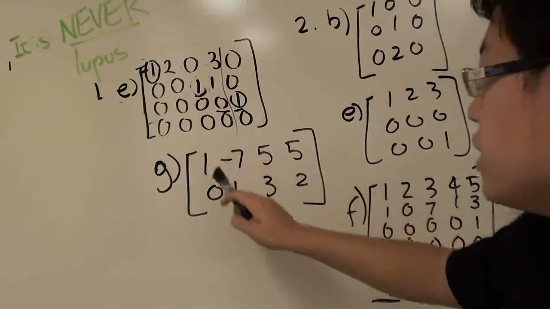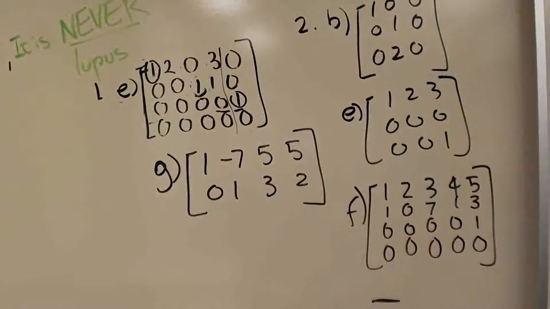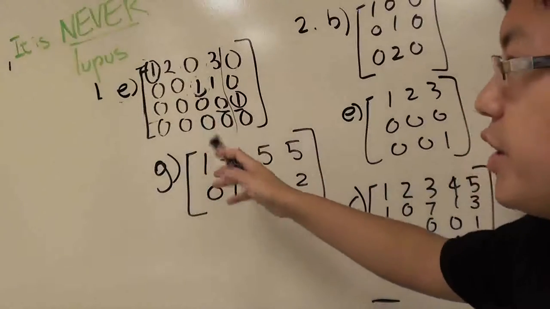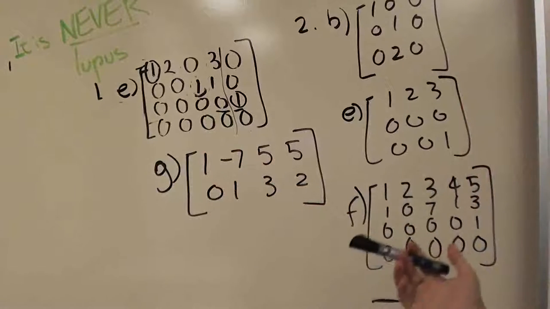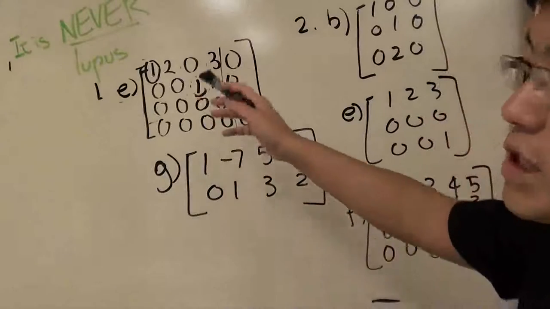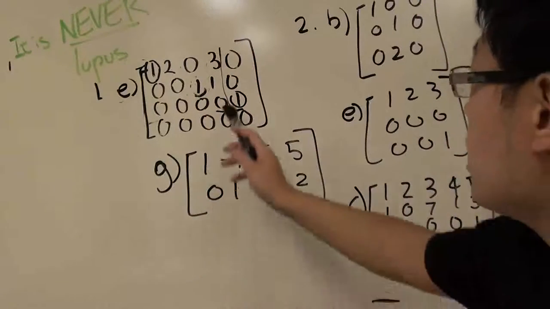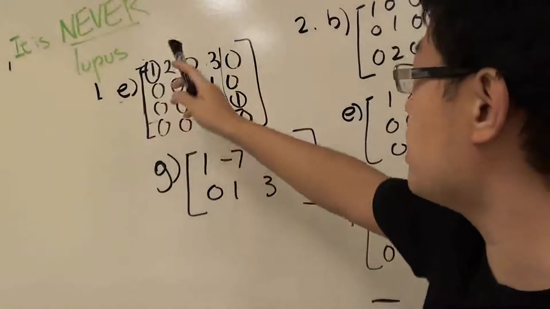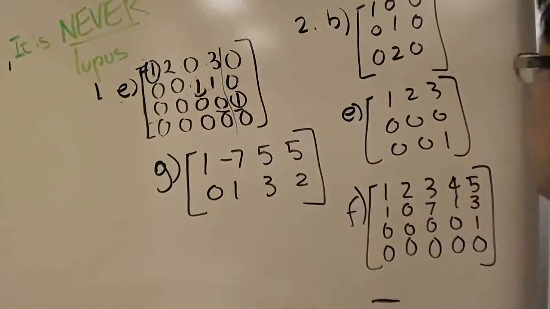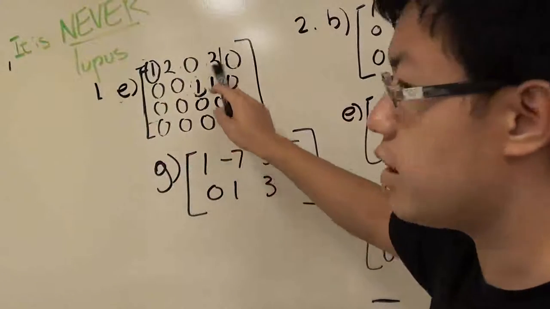So let's look at E and G. I think I made a pretty clear impression that E is going to be reduced echelon form, or both in this case. Again, a little silly to me. Because it meets all the requirements, right? So first rule was rows with non-zeros on top, rows with only zero at the bottom, everything else non-zeros.